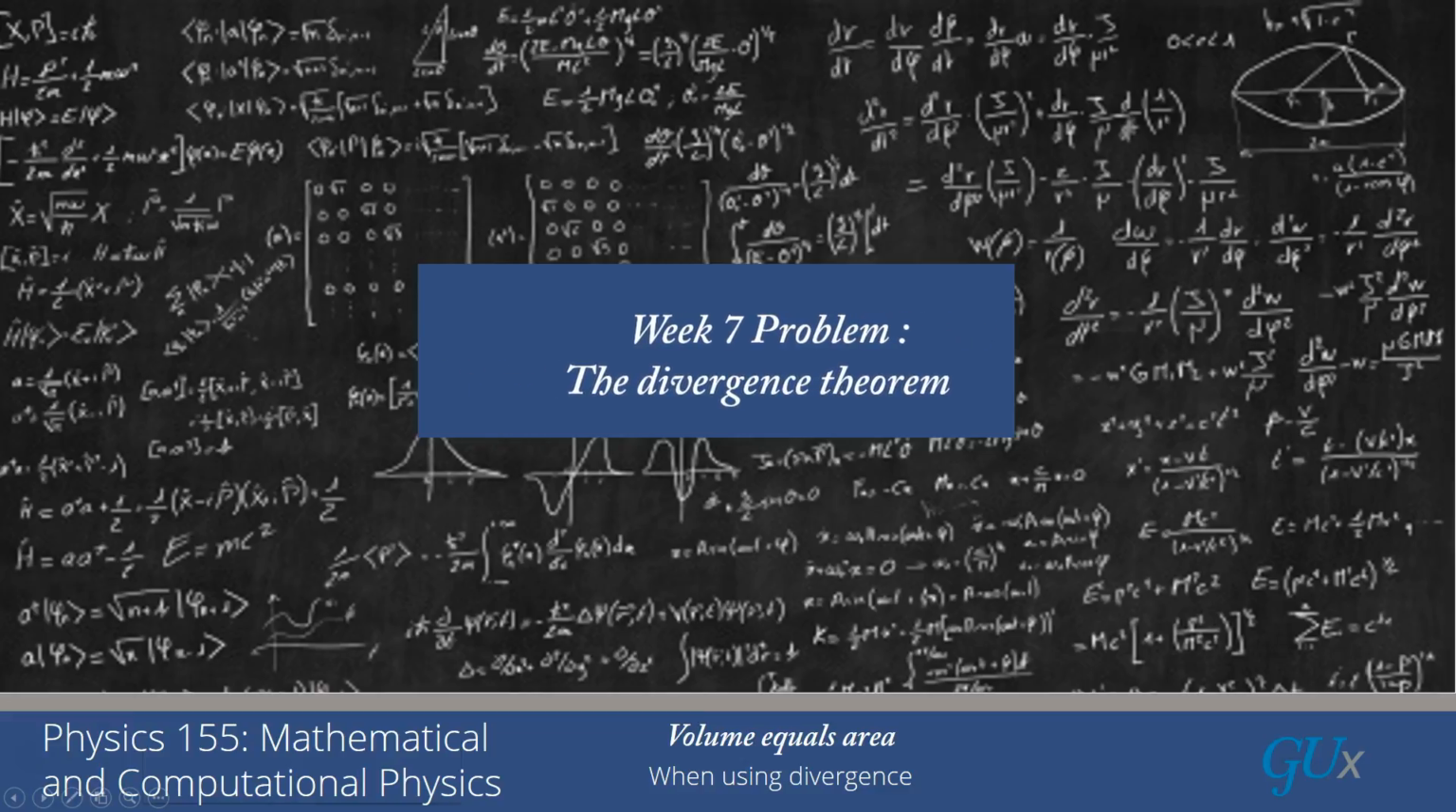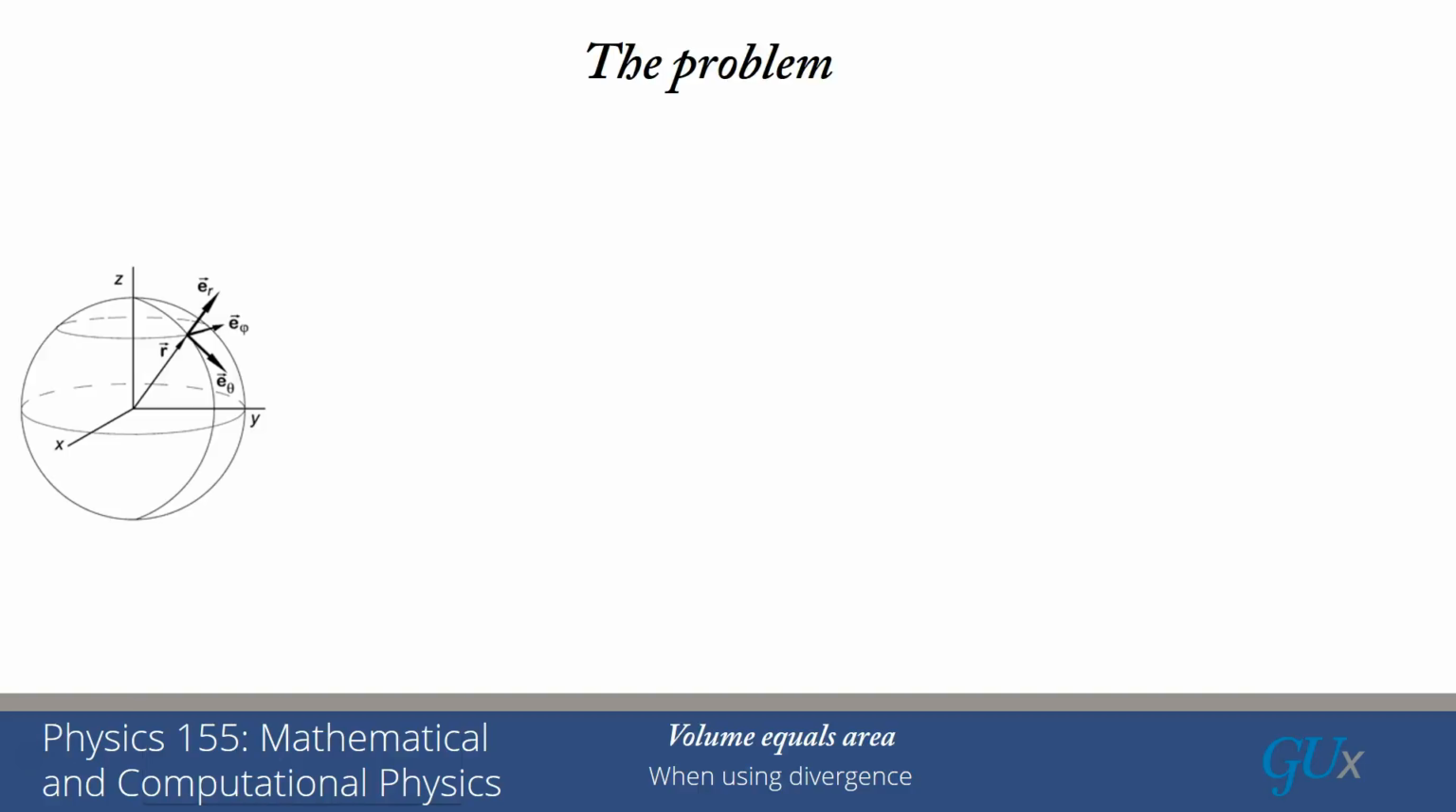Welcome to the problem of the week for week 7, the divergence theorem. It's entitled Volume equals Area when using divergence. We're going to be looking at one of the problems from the laboratory that we did, where we examined the divergence theorem and Stokes' theorem for a couple of different examples. We're going to be looking at the first example, which was the divergence theorem, where we looked at integrals over the surface of the sphere and also over the volume of the sphere.